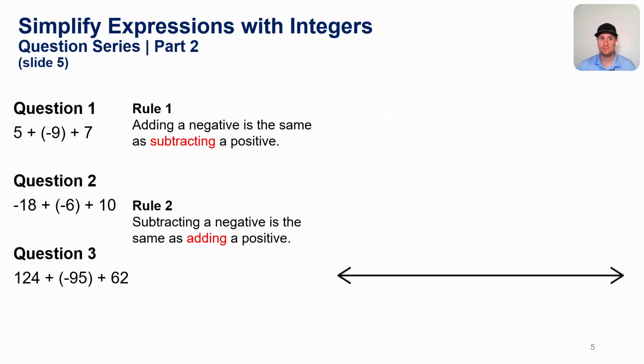Let's look at question 2 now. So question 2, we have negative 18 plus a negative 6 plus 10. So in this case, the similar sign numbers are already grouped together. In other words, we have two negatives here and we're adding a negative, which means we're decreasing the value to start. So if I look at my number line here then, I'm starting at negative 18, and then I am adding a negative, which means I'm basically decreasing the value by 6 units.